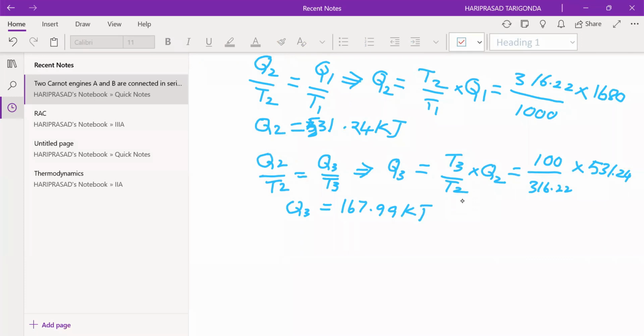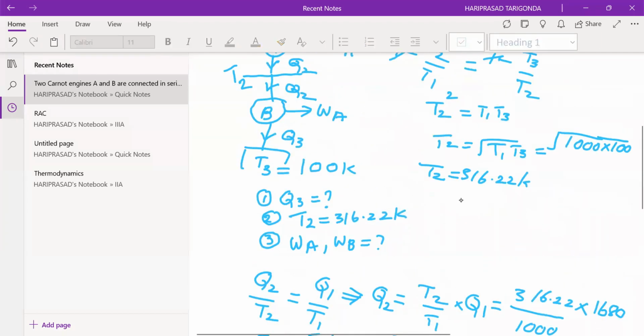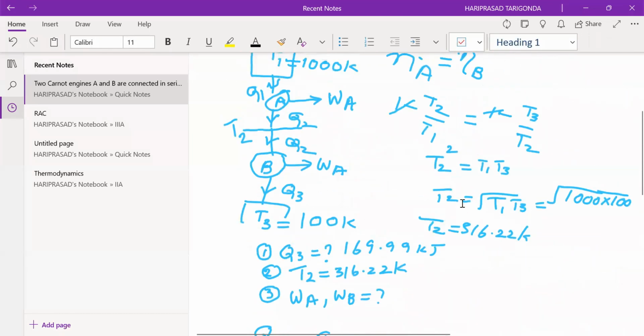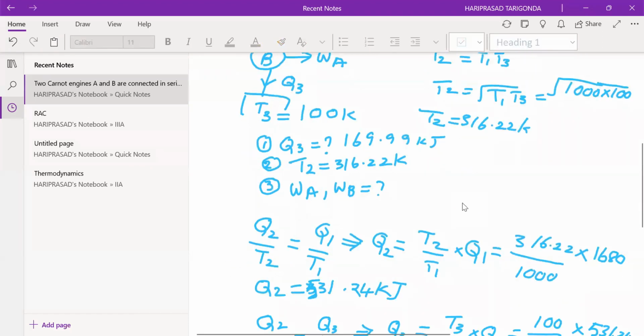You cross check the value. So this is the Q3 value you were asked to find. Q3 becomes 167.99 kilojoules, nearly 168. This is the answer for Q3.